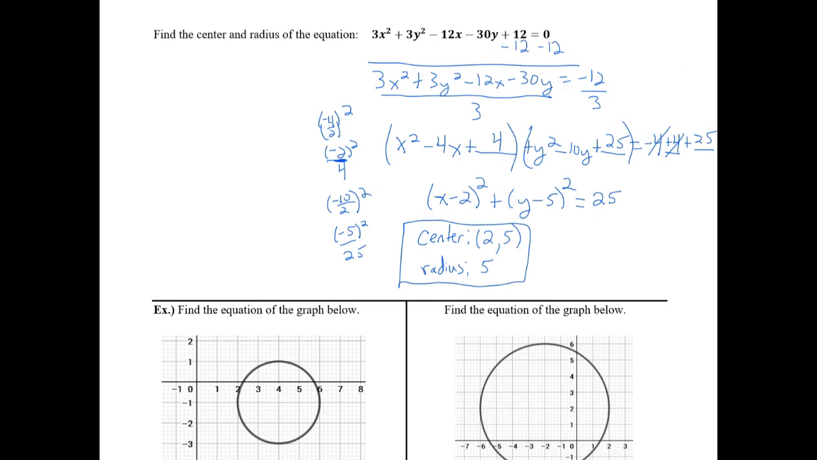So if an equation of a circle is not in standard form, you have to complete the square twice to identify the center, and then whatever is on the right hand side, you take the square root, and that is the radius.